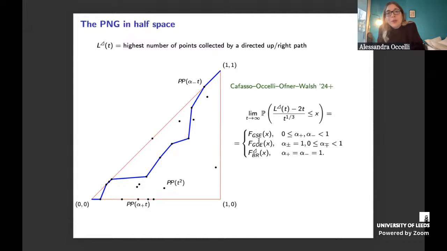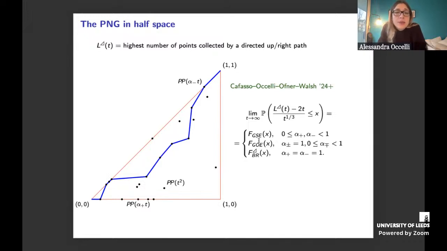So this is the result that I wanted to present. Basically, what we did with Mattia Cafasso, Daniel Hoffner, and Harriet Walsh was to extend the work of Baik–Rains using similar techniques, generalizing them to the full space, to the half space case, to characterize the whole regime of the fluctuation of L.